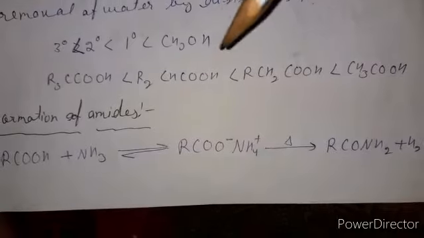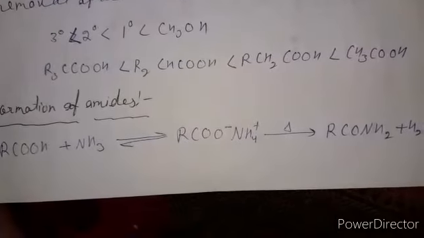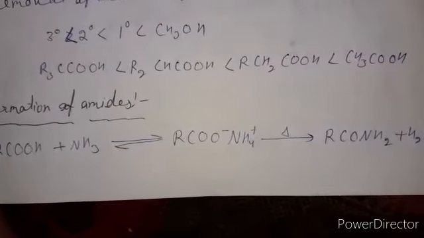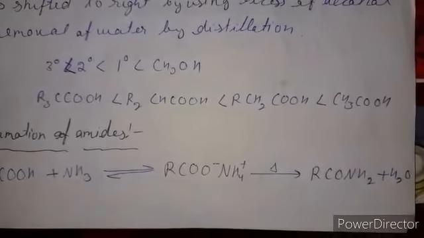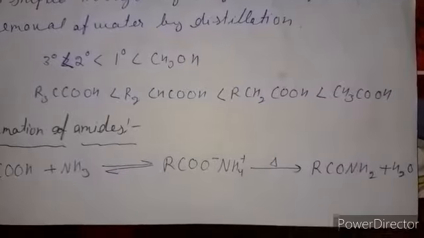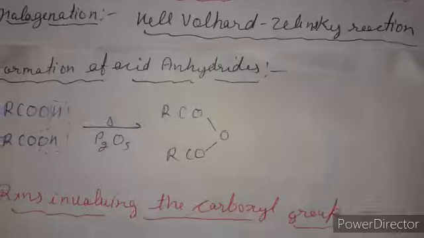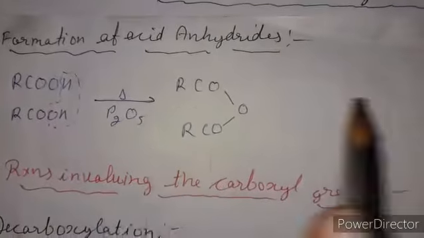Next, formation of amides. When we react carboxylic acid with ammonia, first it forms an ammonium salt. Further, upon heating, it decomposes into acid amide along with water. It's another derivative of carboxylic acid.